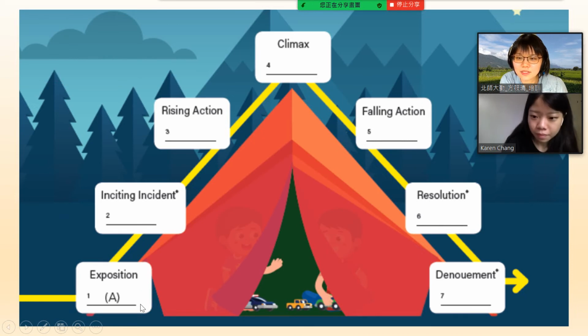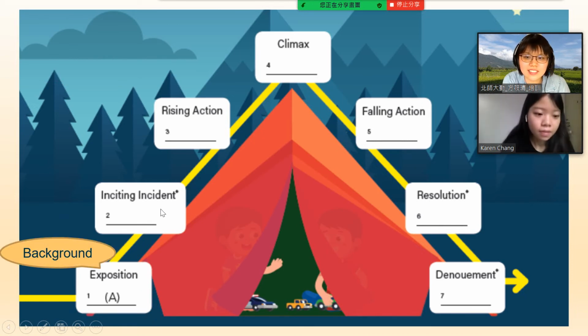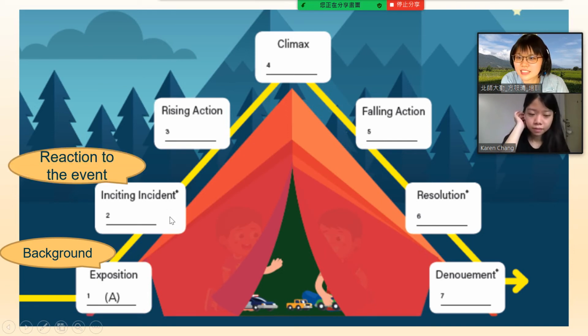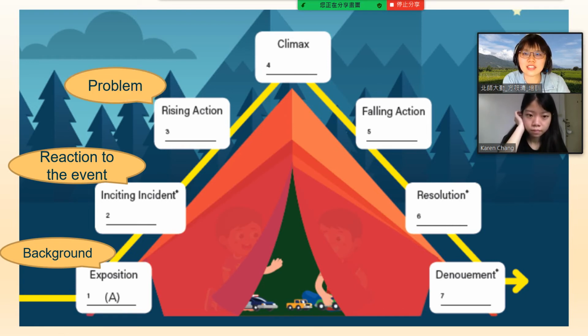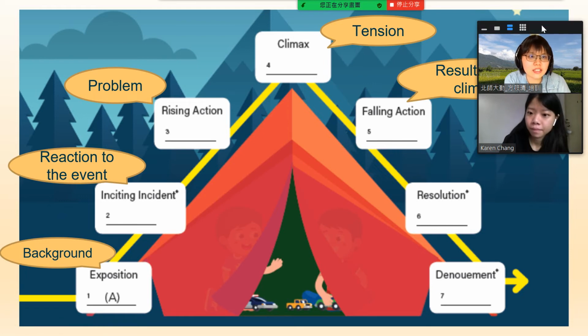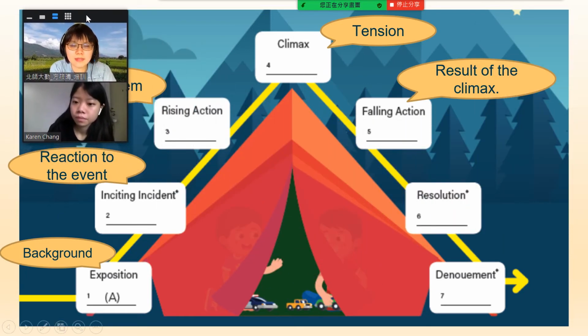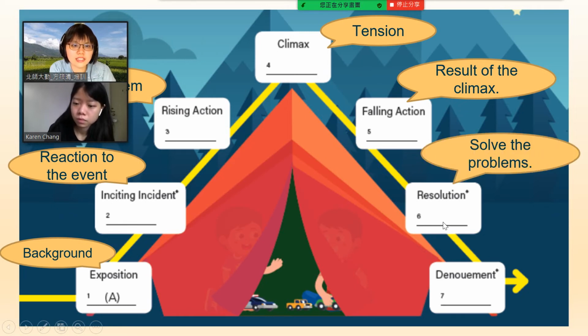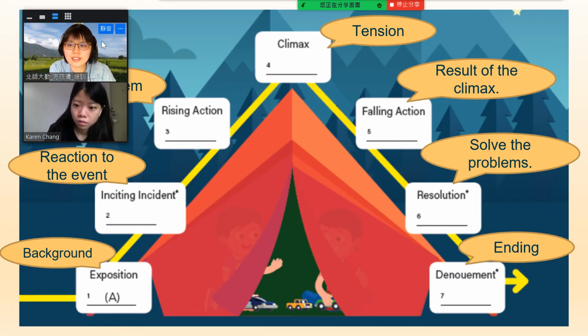The first one, exposition, means the background of a story. The second part, inciting incident, talks about the character's reaction to the event. The third part is the rising action. It mostly talks about a problem in the story, and then the climax is the tension of the story. And the falling action talks about the result of the climax. The characters may solve the problem later on, so it's the resolution. And the last one is ending. Denouement is a French word for ending.